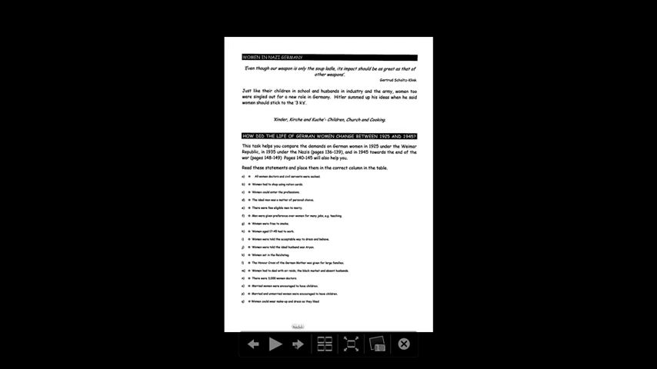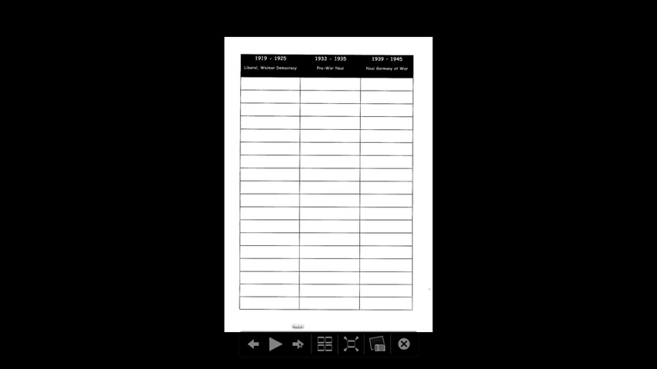What I'd like students to do is to work their way through these statements and identify which part of German history, be it Weimar, early Nazi Germany, or Nazi Germany at war, that each of these statements apply to. As we go over the page, these headings should clarify where the statements go.